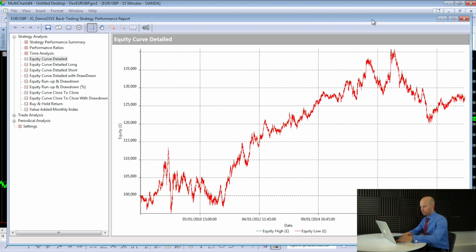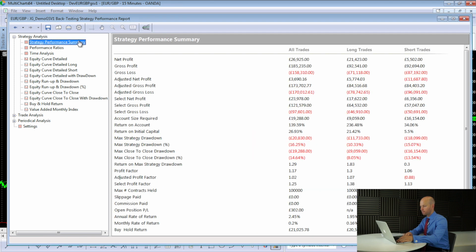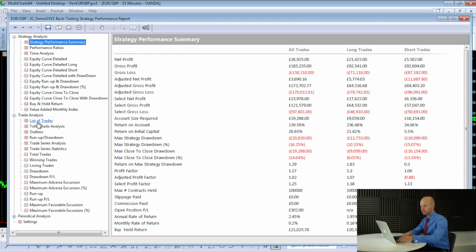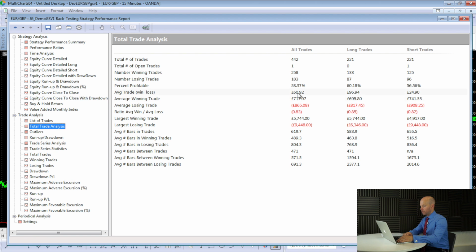There's the equity curve spanning from 2008 through to the end of 2018, and it's okay. It's not great. We've got a massive drawdown in the recent years, so that's not particularly good. We're making almost £27,000. Got an average trade of £60, and we've got 442 trades.